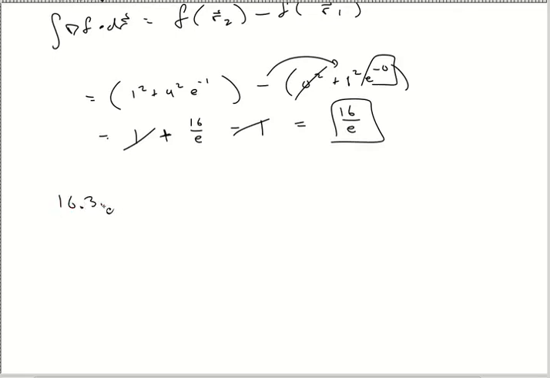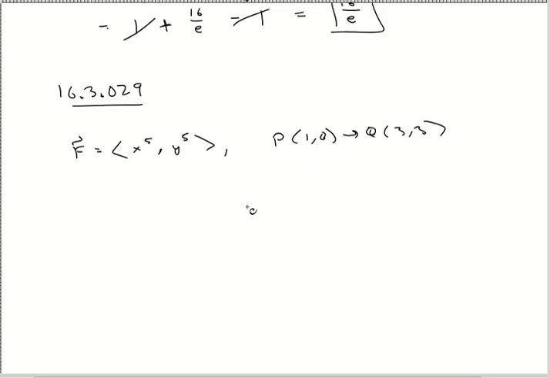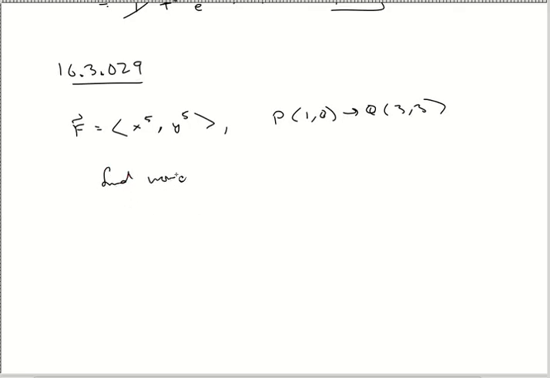Keep going. 16, 3, 0, 29. So this time I'm given an f is equal to x to the 5th, y to the 5th. And they're saying we're going from 0.10 until q 3, 3. Isn't that funny they use p and q all over the place? For your vectors, for your components, for your points. Anyways, it says find the work done. And really all it is here is going to be f dot dr. Again, that's no different than what we normally do.